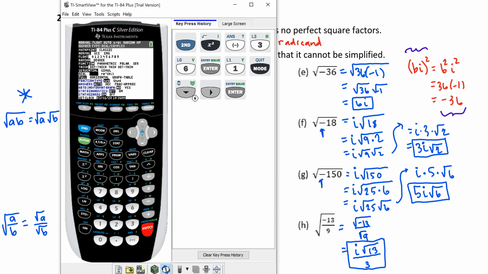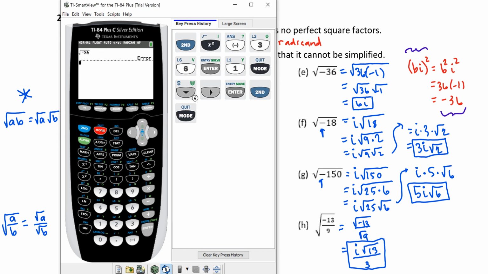Now press enter to actually change the mode to complex mode, and then we can go back to our home screen by pressing second followed by quit. Now I'm going to re-enter square root of negative 36, and now the calculator tells me 6i. That's awesome. We can check even the square root of a negative number with our calculator.